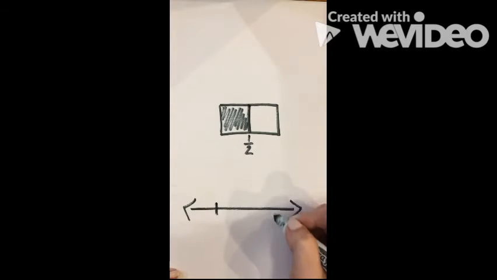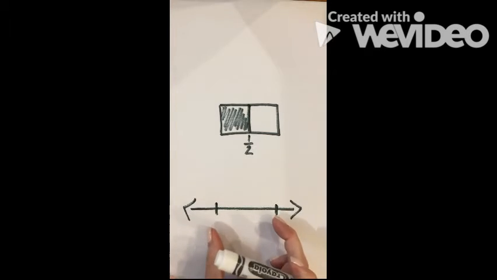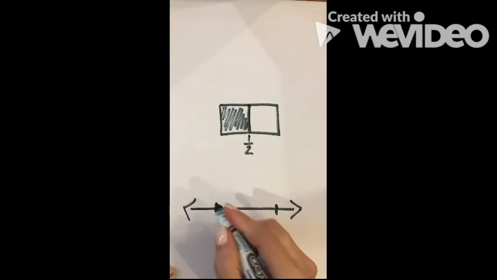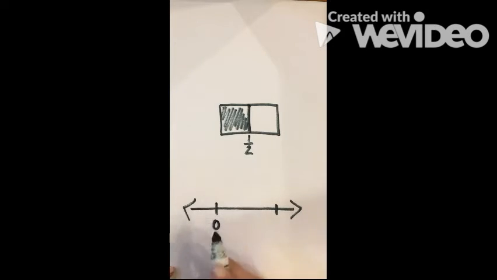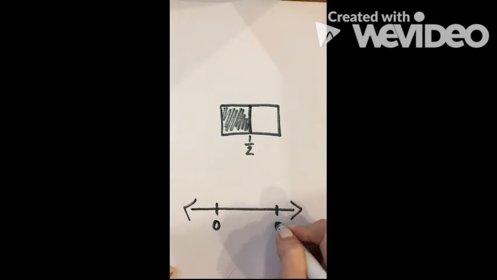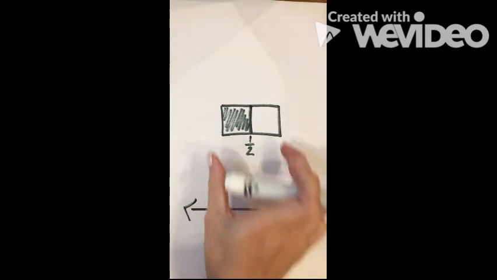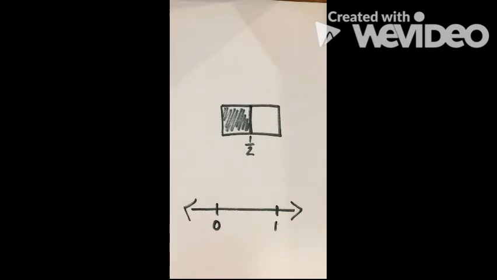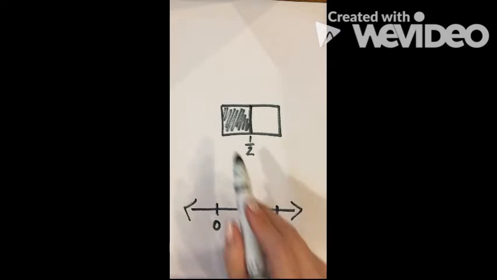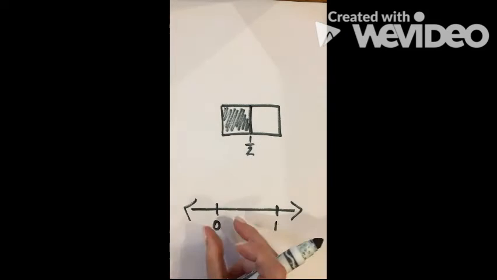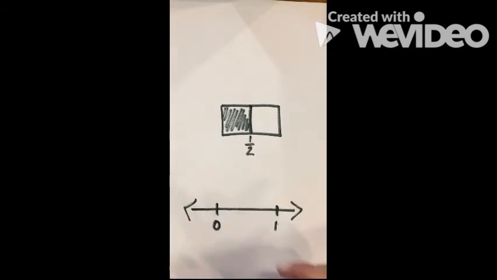So I am going to mark my number line to show my whole. This is going to represent 0, and all the way down here on this end is going to represent my whole. So you can see it looks a lot like my tape diagram. Now, I want to take my whole on my number line, and I'm going to divide it or partition it in half, just like I did my tape diagram, to get two equal pieces.